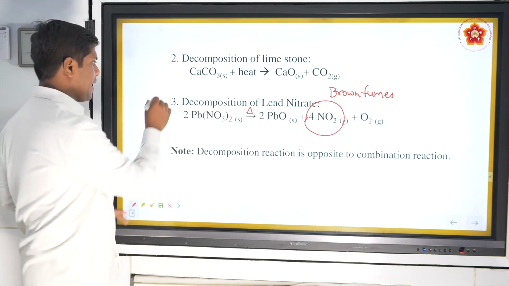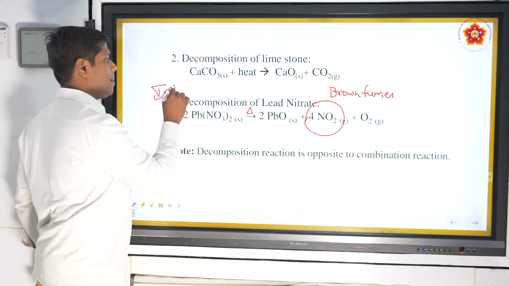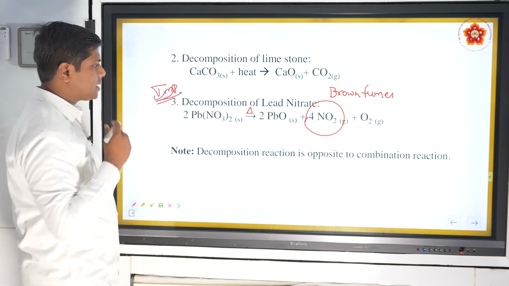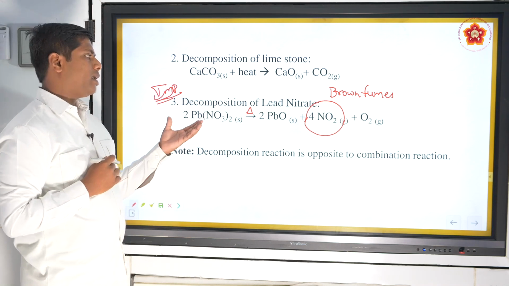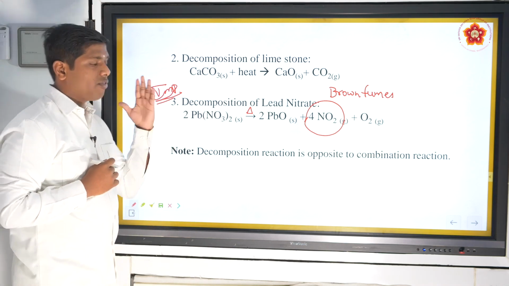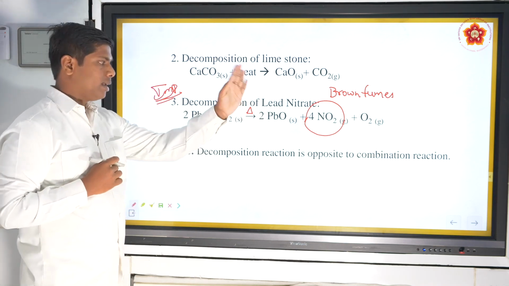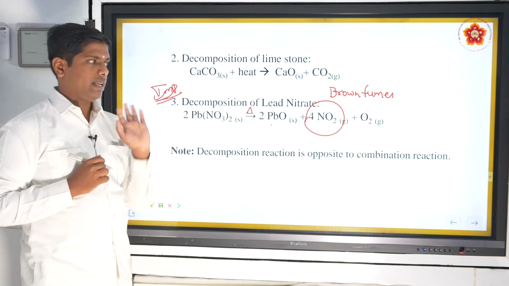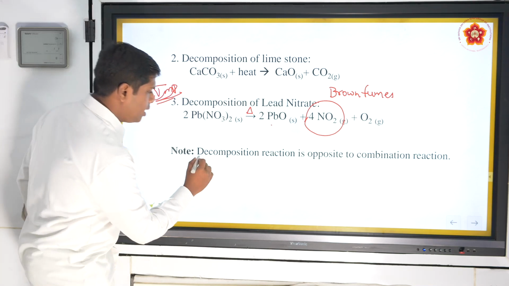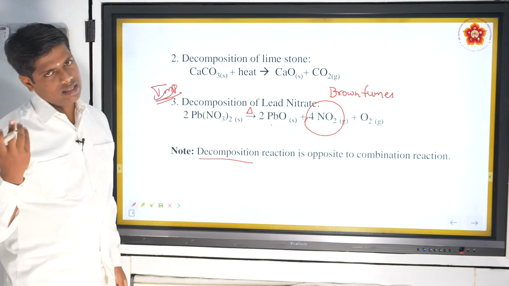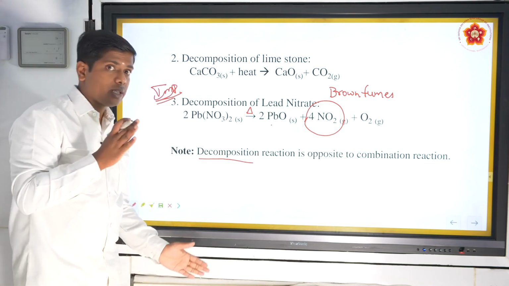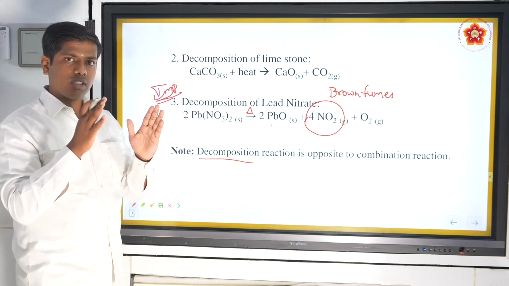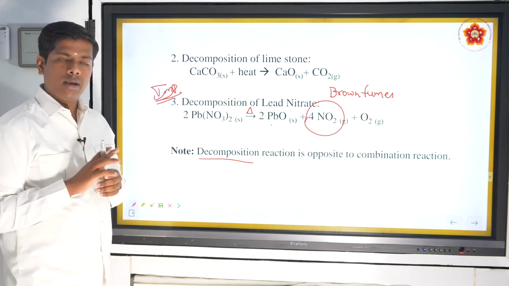This is the most important reaction. For your exam purpose, this is an important reaction. They will ask, lead nitrate decomposes, write the products. You have to write that it gives lead oxide and nitrogen gas, and oxygen gas is evolved. Important: decomposition reaction is opposite to combination. Combination means adding. Decomposition means breaking.